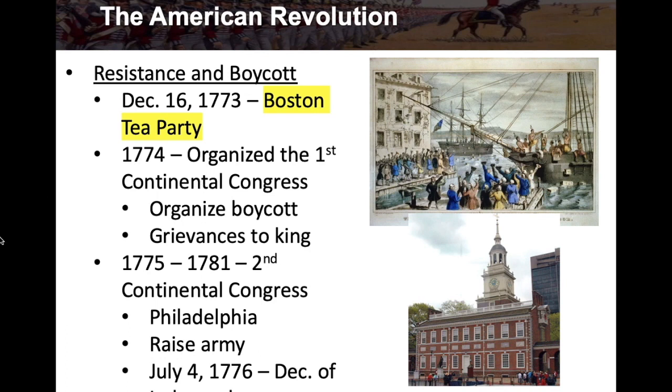In 1774, they organized the First Continental Congress in Philadelphia to organize a boycott and to send their grievances to the king. Then from 1775 to 1781 is the Second Continental Congress, and this is basically the formation of the beginning of the government. This Continental Congress gets together in Philadelphia, and they decide that they're going to raise an army for fighting the Revolutionary War.